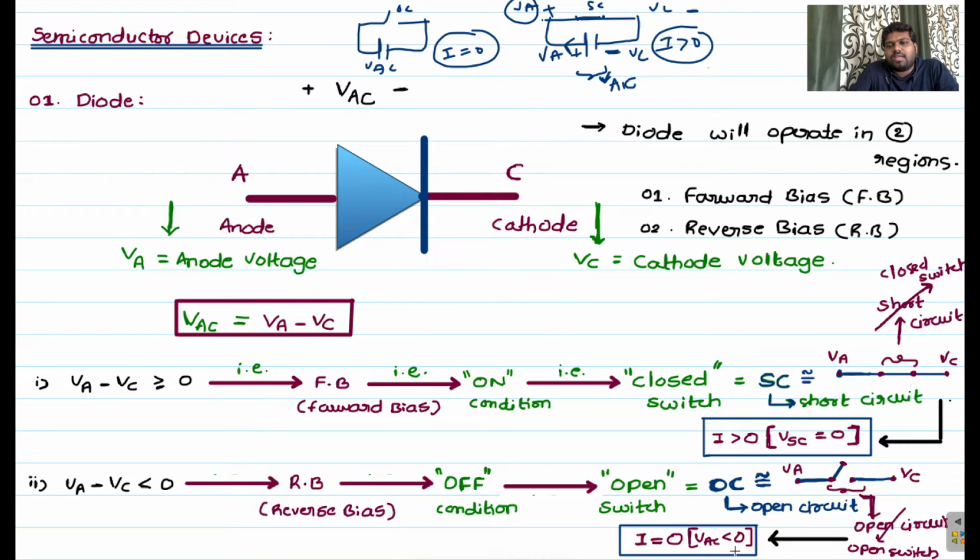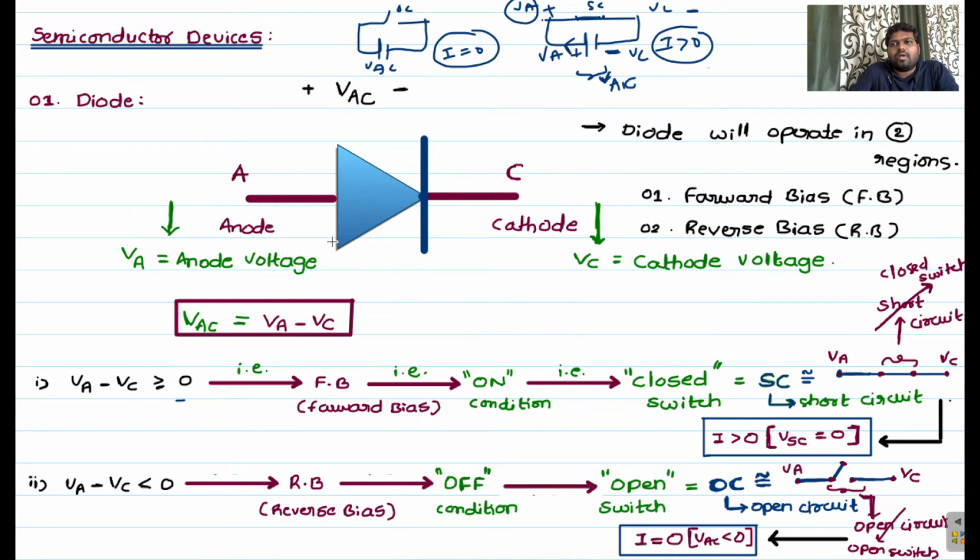VAC less than 0. So these are the two modes of operation for a diode. Right, this is the ideal case. Why? Because we are considering 0 value here. Ideally this is possible, but practically we cannot compare with 0. Definitely there should be certain resistance for this diode material.